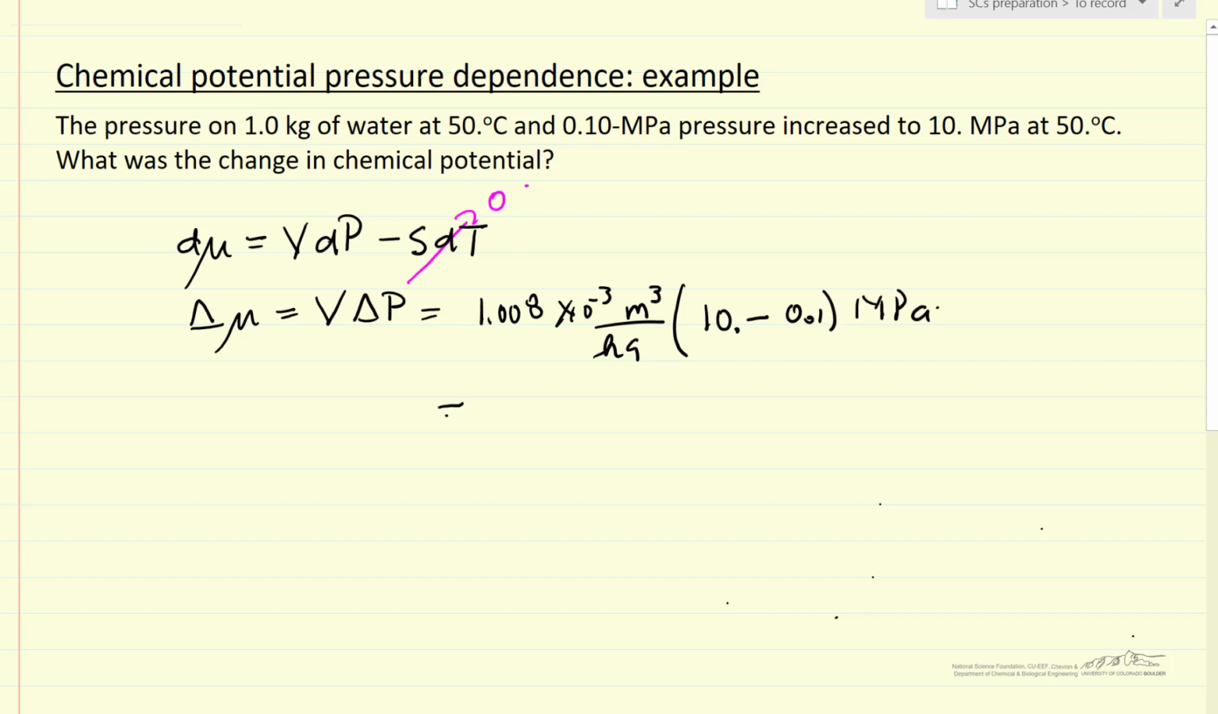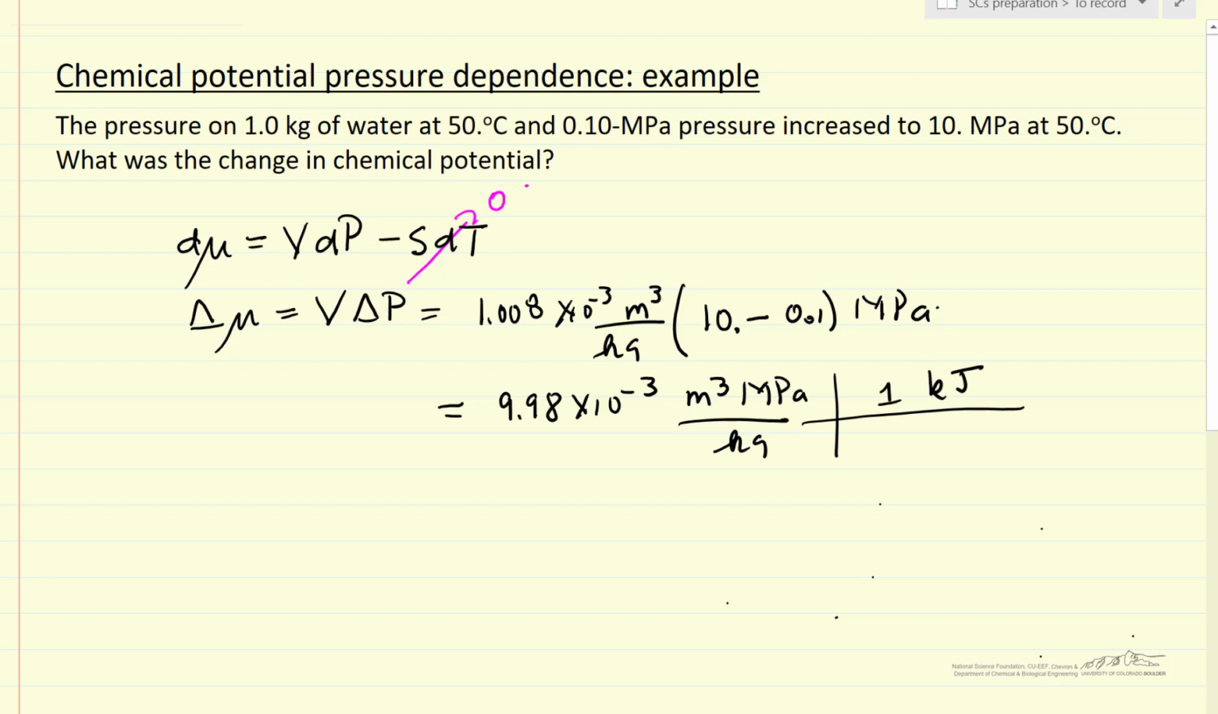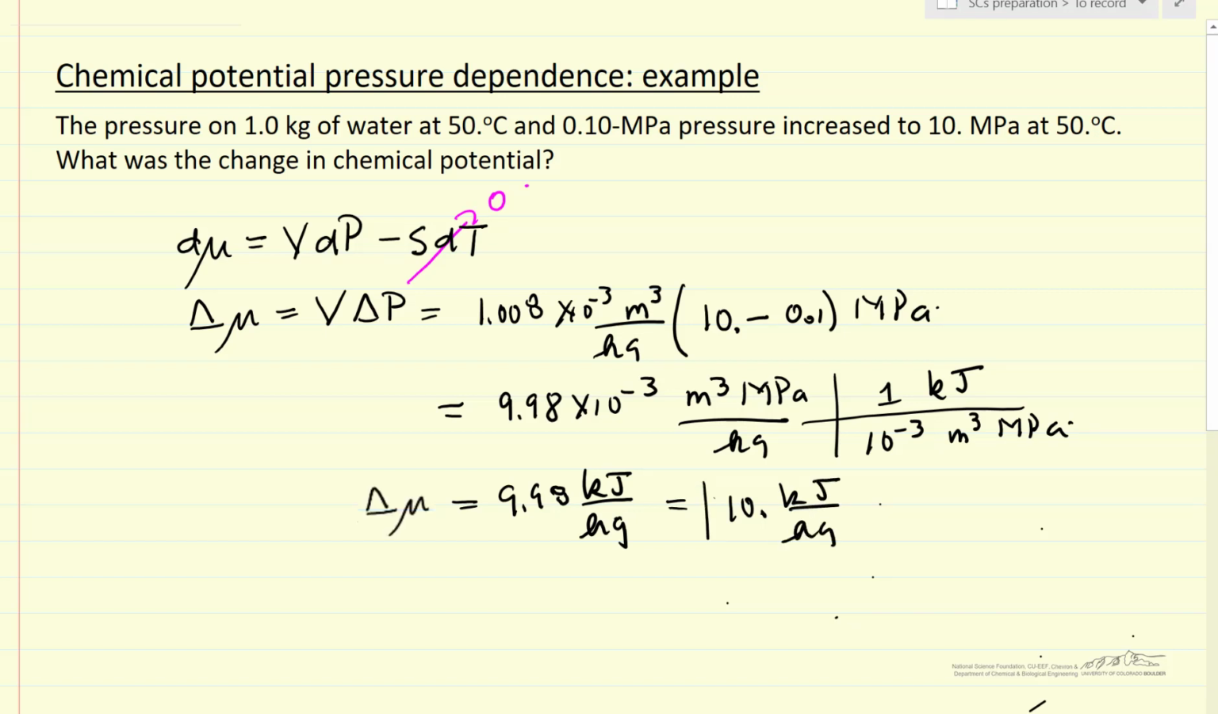So the change in chemical potential, if I multiply this out, is 9.98 times 10 to the minus 3 cubic meters megapascals per kilogram. Now, more reasonable units would be kilojoules, so 1 kilojoule is 10 to the minus 3 cubic meters megapascals. This becomes 9.98 kilojoules per kilogram, which in reality for significant figures is 10 kilojoules per kilogram. So that's the change in chemical potential. It increases as we increase the pressure at constant temperature.